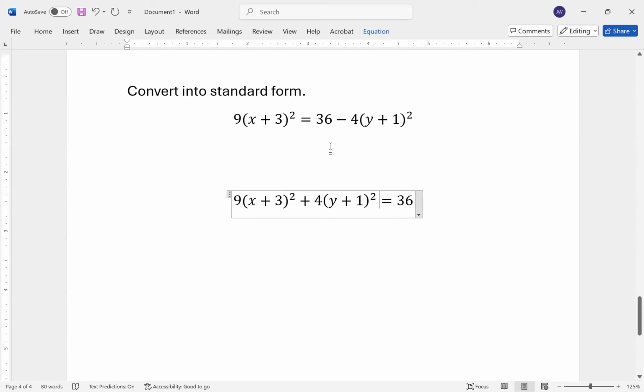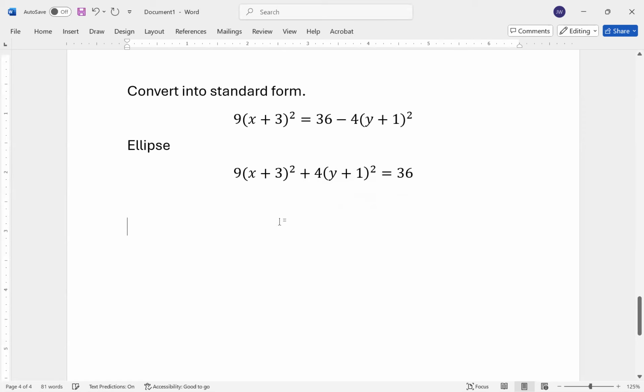Now, I forgot to mention, we identified this as an ellipse. You can see that easier here because we have 9x squared plus 4y squared on the same side. Those are obviously two numbers that are both positive. We want this to be equal to 1 on the right-hand side in the standard form of the ellipse.